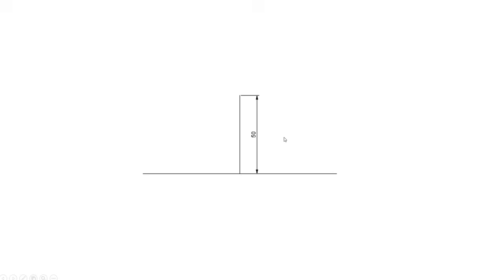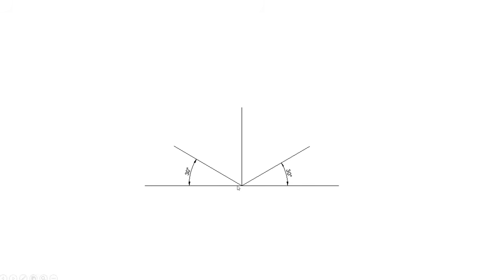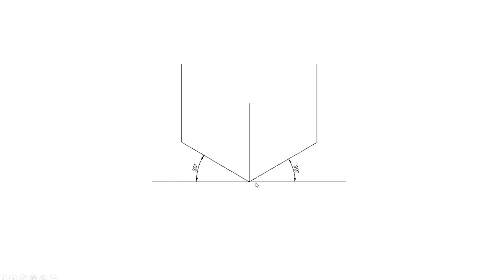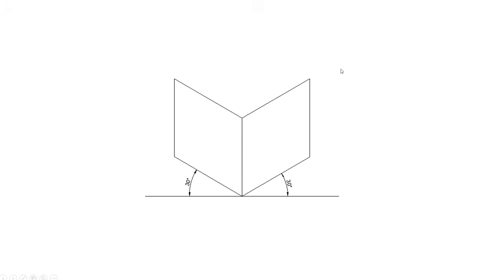Now if you want to draw a cube using this method, a cube of dimension 50 mm, first draw a reference line like this and draw a line of 50 mm vertical like this. Then from there at 30 degrees towards right and 30 degrees towards left, you draw two lines having length of 50 mm. Now from here and here you draw another 50 mm line like this. Now join those lines like this to this corner.